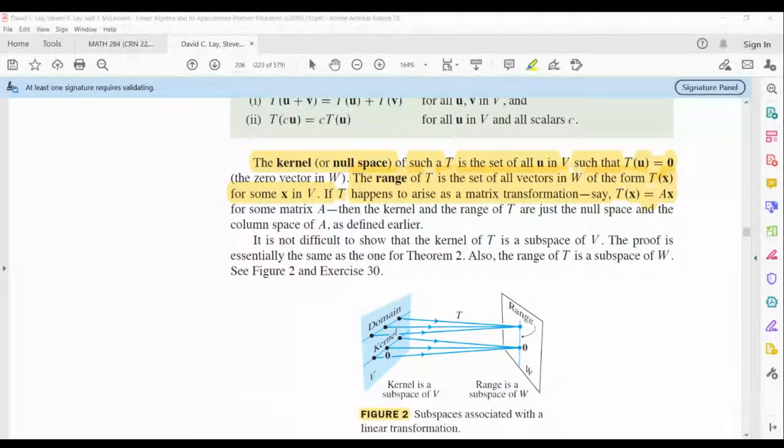Let's see, Matthew says basically the null space is the set of all vectors that are in the null space of the matrix A. That's correct, Matthew. That's right. All right, are there any questions in general on section 4.2?